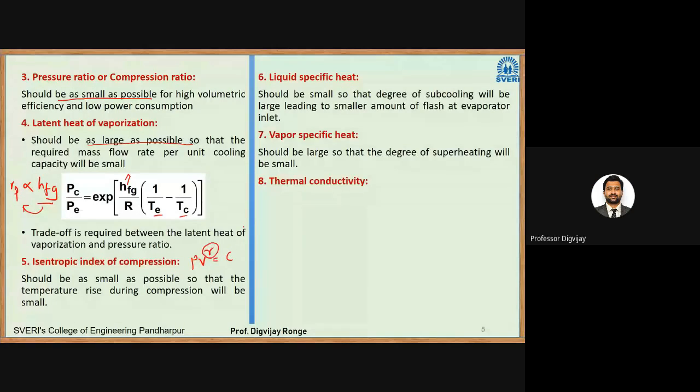Okay. So write down those specific heats. Liquid specific heat should be smaller and vapor specific heat should be higher.